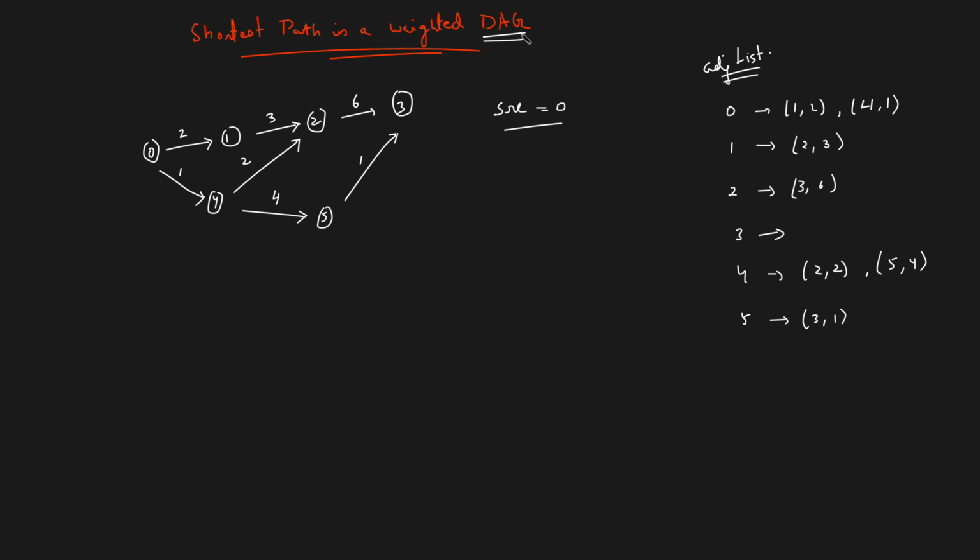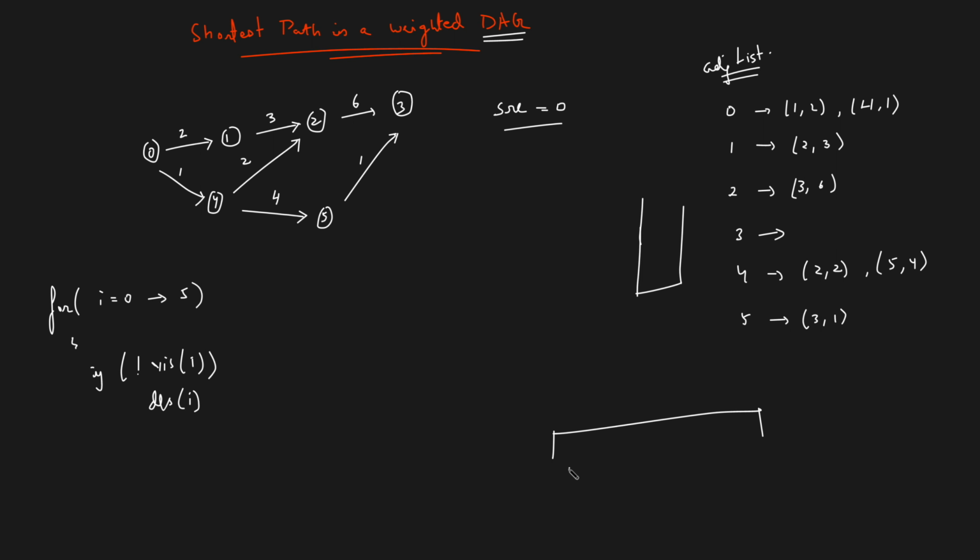Basically, you know that in topo sort we just did a DFS, right? We started from node 0 and went on till 5, and if a node was unvisited, we called the DFS, correct? So let's do this. We also had a stack, so let's have a stack. Along with this we also had a visited array, so let's have the visited array.